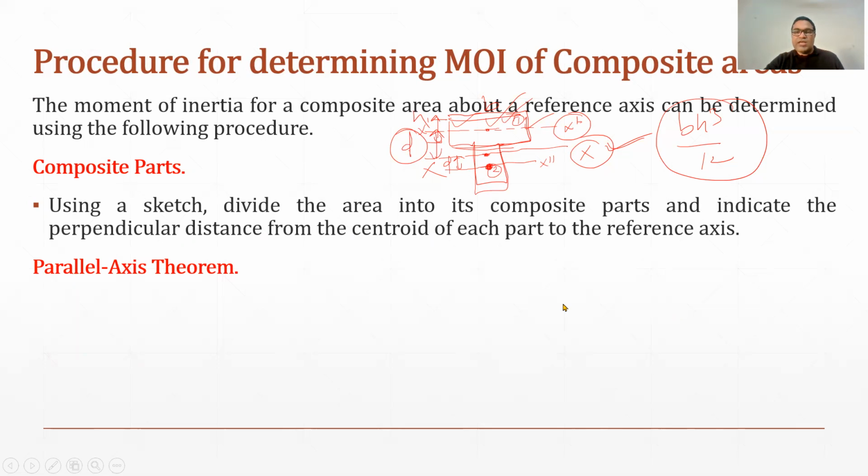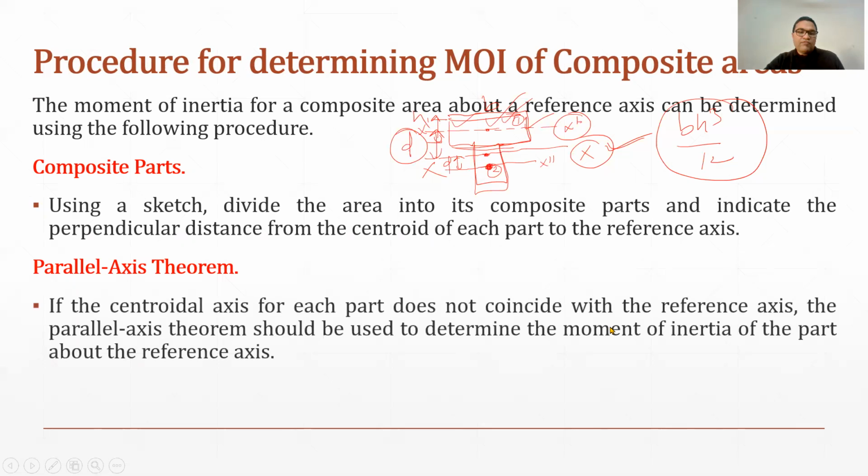First we divide the area into some common areas, and then we apply the parallel axis theorem, because there are chances that the centroidal axis of those common areas will not pass through the axis about which we are required to find the moment of inertia. As written here, if the centroidal axis for each part does not coincide with the reference axis, the parallel axis theorem should be used to determine the moment of inertia of the part about the reference axis.